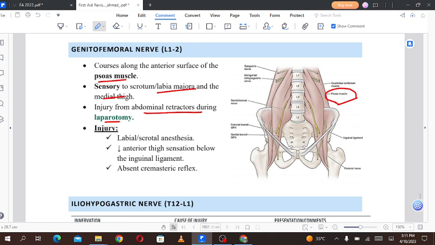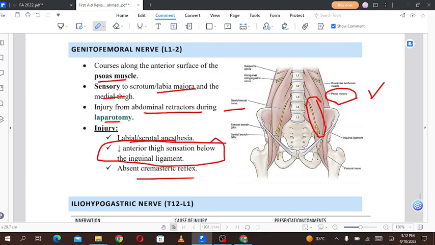So here you can see this is the psoas muscle over here, and the nerve courses along the anterior surface of the psoas muscle. So where is the genitofemoral nerve? This is the genitofemoral nerve, and this is coursing along the anterior border of the psoas muscle. Injury from the abdominal retractors during the laparotomy will lead to labial and scrotal anesthesia, decreased anterior thigh sensation below the inguinal ligament, and an absent cremasteric reflex as well.